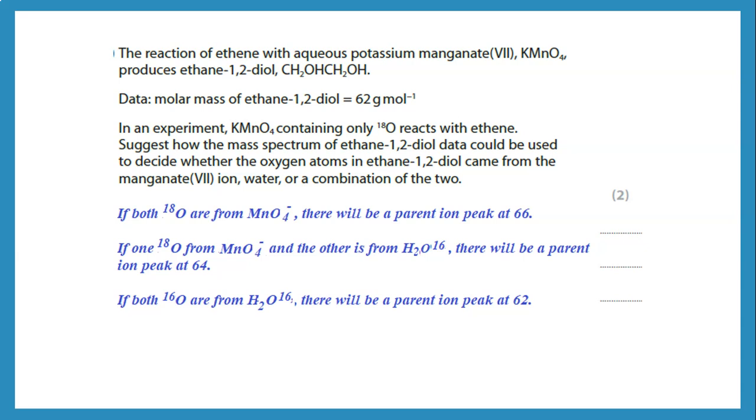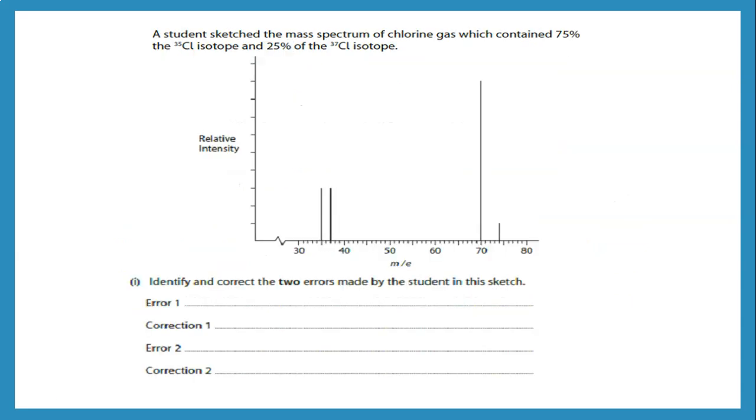Now, if one of the oxygens is O18 from manganate and the other oxygen is from water, which is O16, then calculate the molecular mass of ethane 1,2-diol with one of the oxygens 18 and the other 16, then I should have a parent ion peak at 64. If both oxygens came from water, then the oxygens in the ethane 1,2-diol are 16, then there will be a parent ion peak at 62.